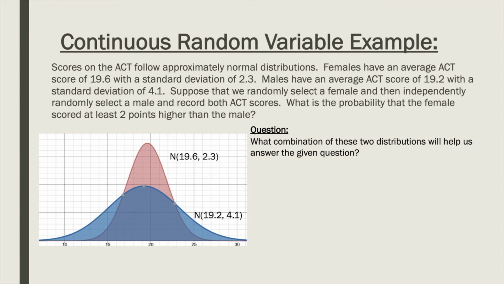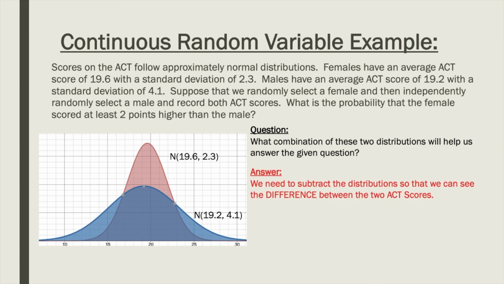What combination of the male ACT scores and female ACT scores could help us answer that question? So think about that for a second. And the answer is we would need to subtract the two distributions so we can see the difference between the two ACT scores, and we can determine what probability the female scored 2 points higher than the male when we figure out that difference. So this is a problem where we're subtracting two random variables.